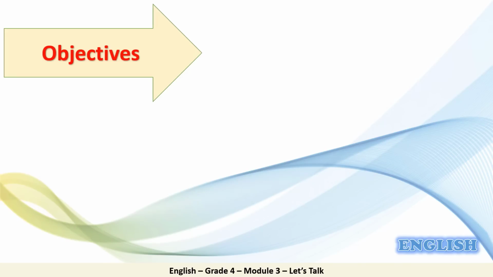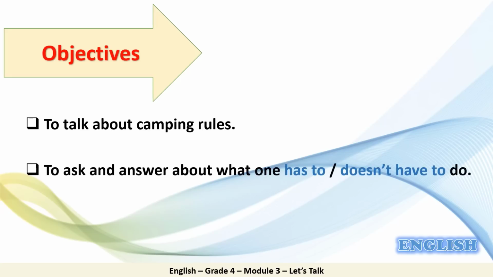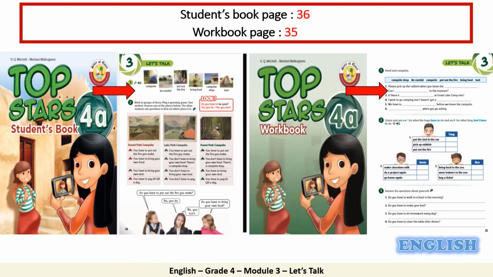As for the objectives of the lesson, by the end of the lesson, you will be able to talk about camping rules. Also, you will be able to ask and answer about what one has to or doesn't have to do. Make sure you open your student's book page 36, workbook page 35.